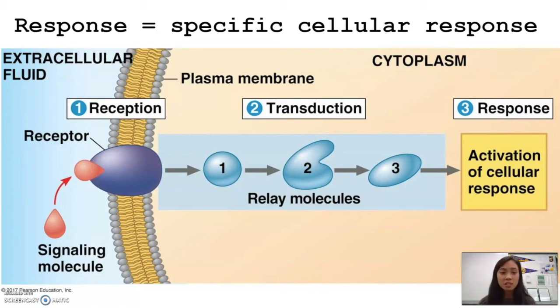It can be catalysis by an enzyme. It can be rearrangement of the cytoskeleton. It can be activation of genes, production of proteins. In short, these types of pathways allow for normal functioning of an organism.